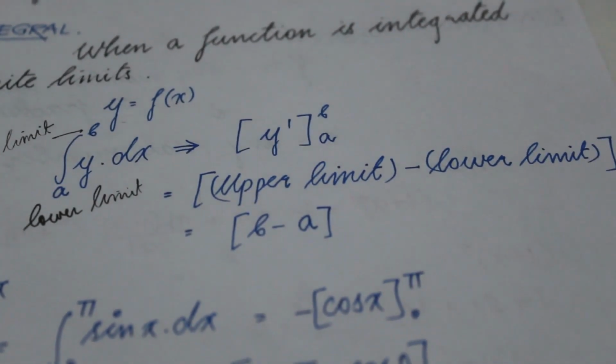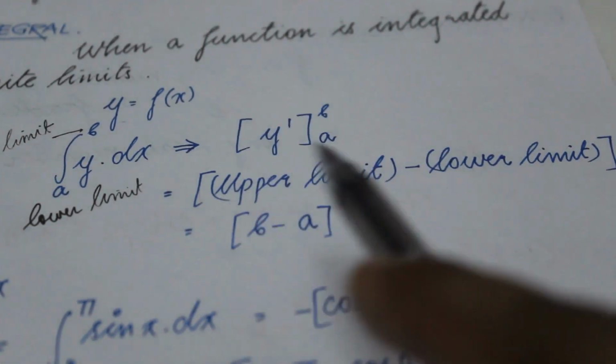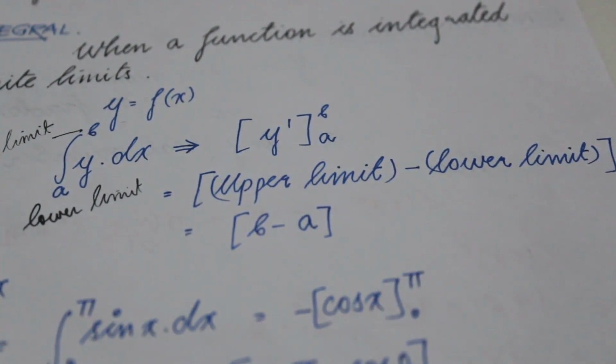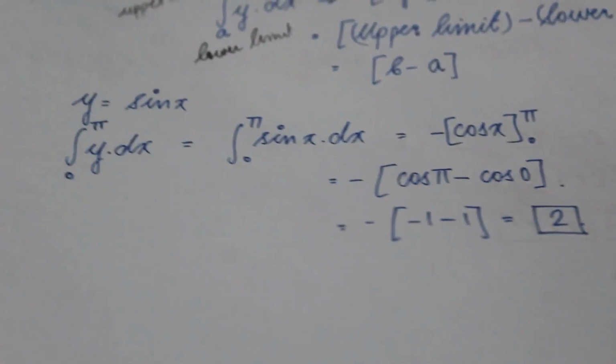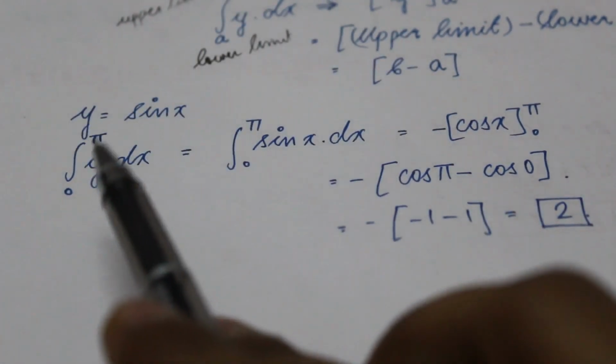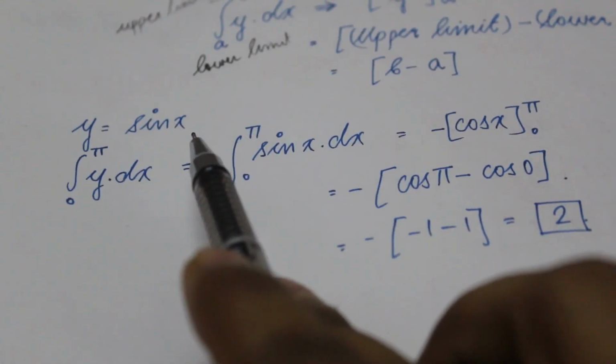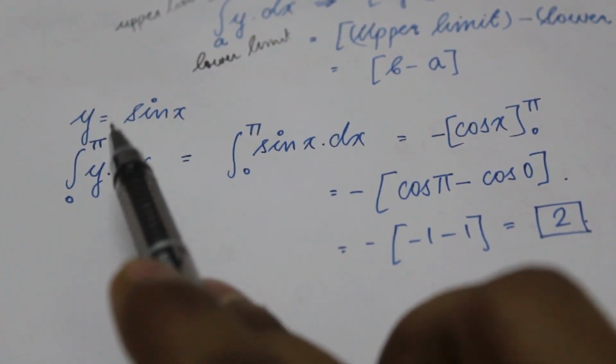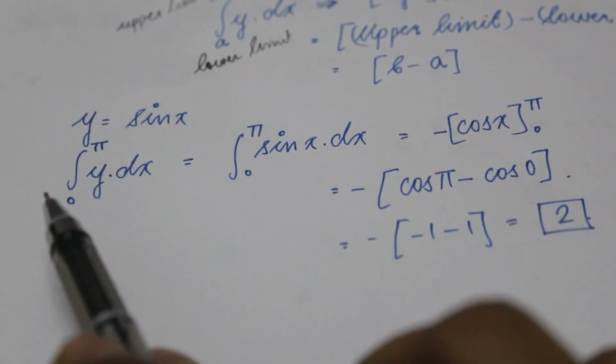So how to solve it? What we'll do is we'll put upper limit minus lower limit. Let me explain this with the help of an example so it will be easier for you to understand. I have taken an example that y is equal to sin x, and now I have to integrate it between 0 to pi. Pi is the angle, 0 is also an angle.